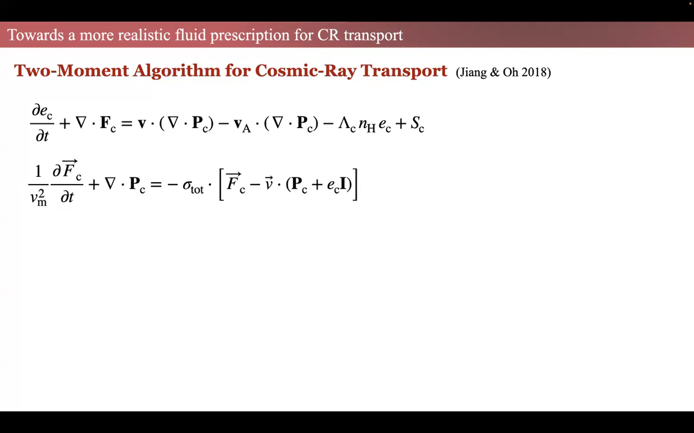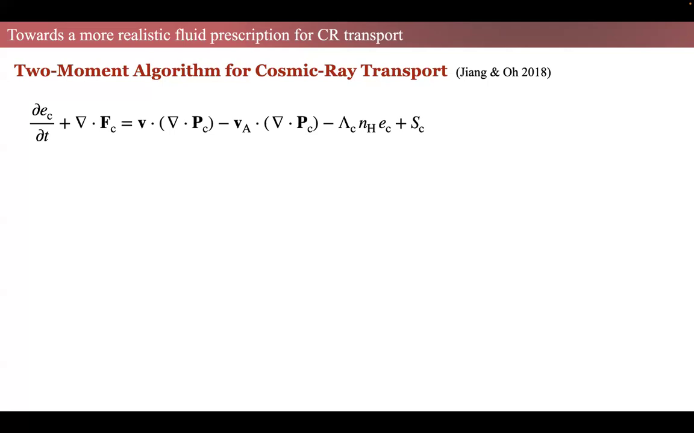So let me briefly focus on the first equation. Here, E_C, F_C, and P_C are the cosmic ray energy density, cosmic ray energy flux, and cosmic ray pressure tensor. Now, the left-hand side of this equation describes the transport of cosmic ray energy density in the simulation frame. And in the absence of terms on the right-hand side, it would represent cosmic ray energy conservation.